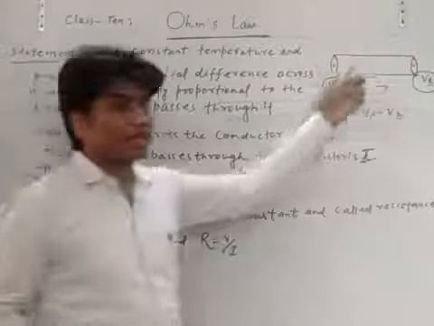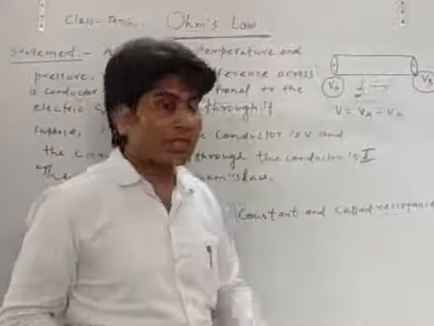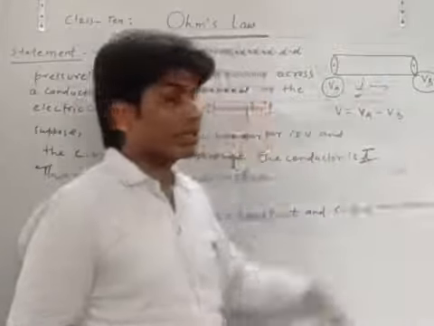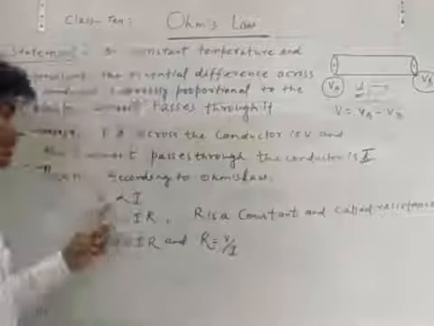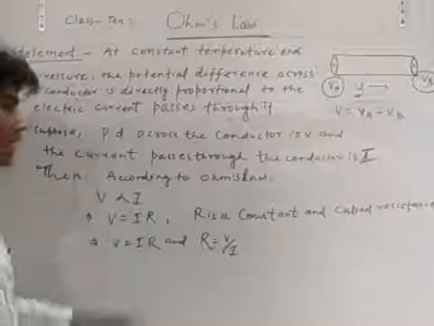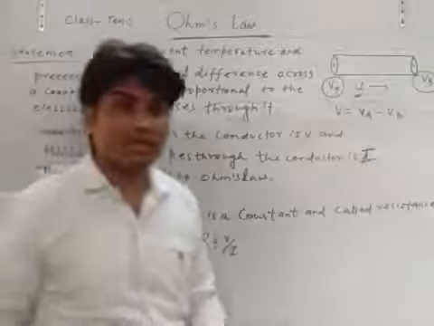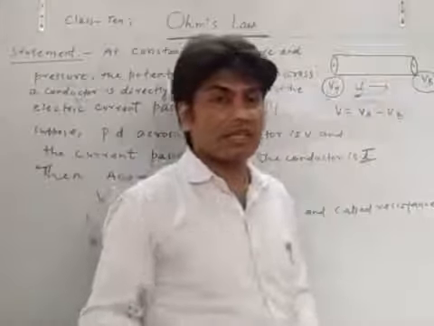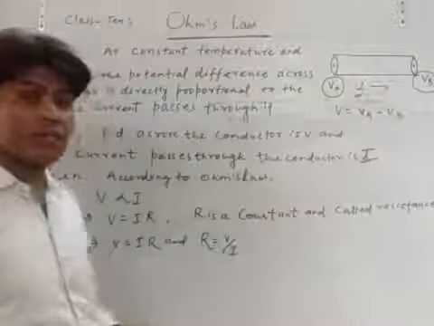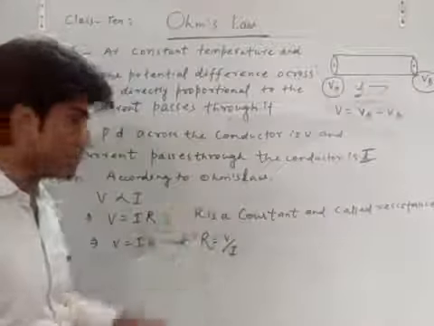So if there is a conductor and the potential difference across the conductor is V, and I amount of electric current passes through the conductor, then according to Ohm's law, V varies I, or V equals to IR, where R is a constant and called the resistance. Resistance is a property of a material or a conductor by which it resists or opposes the flow of electrons from the conductor. So here R indicates resistance.